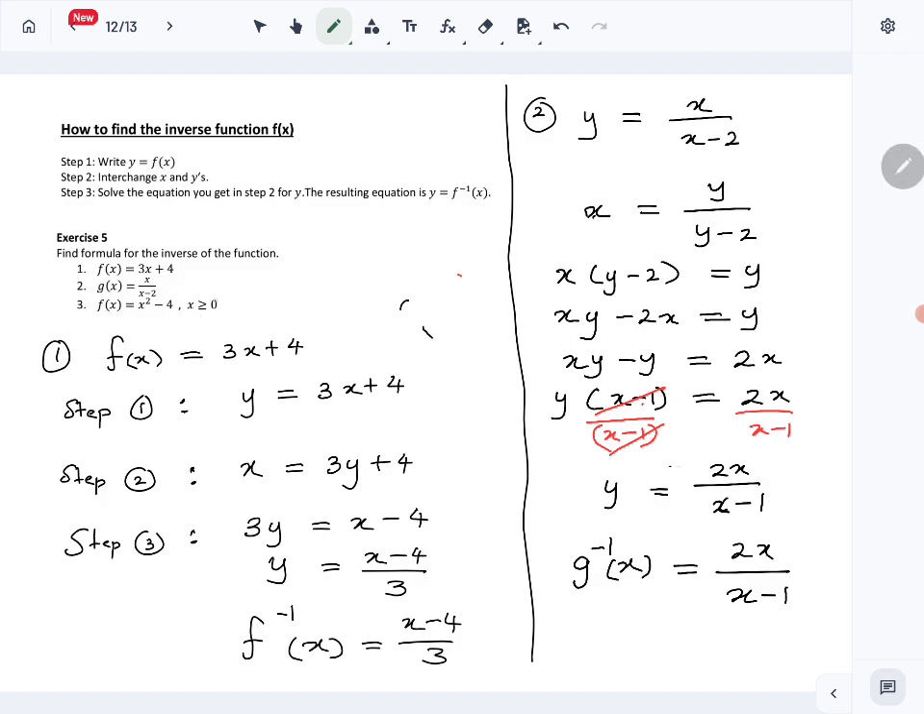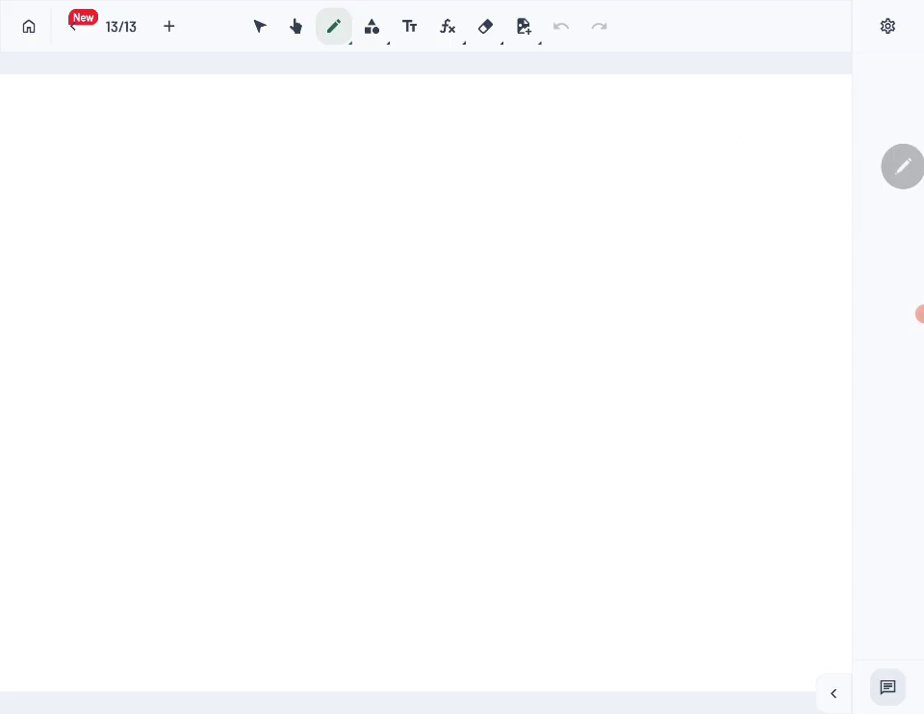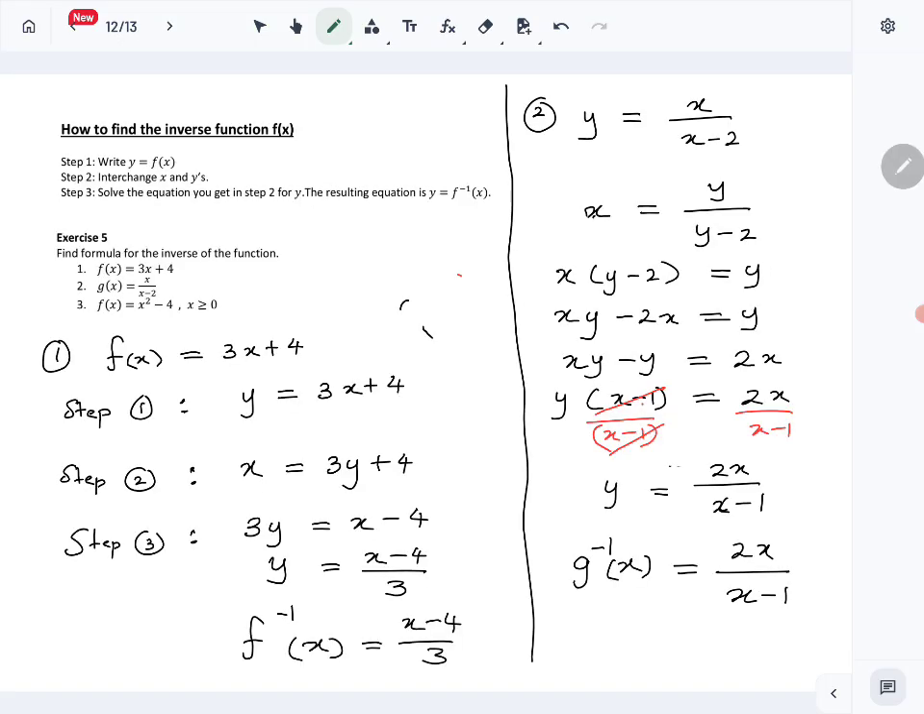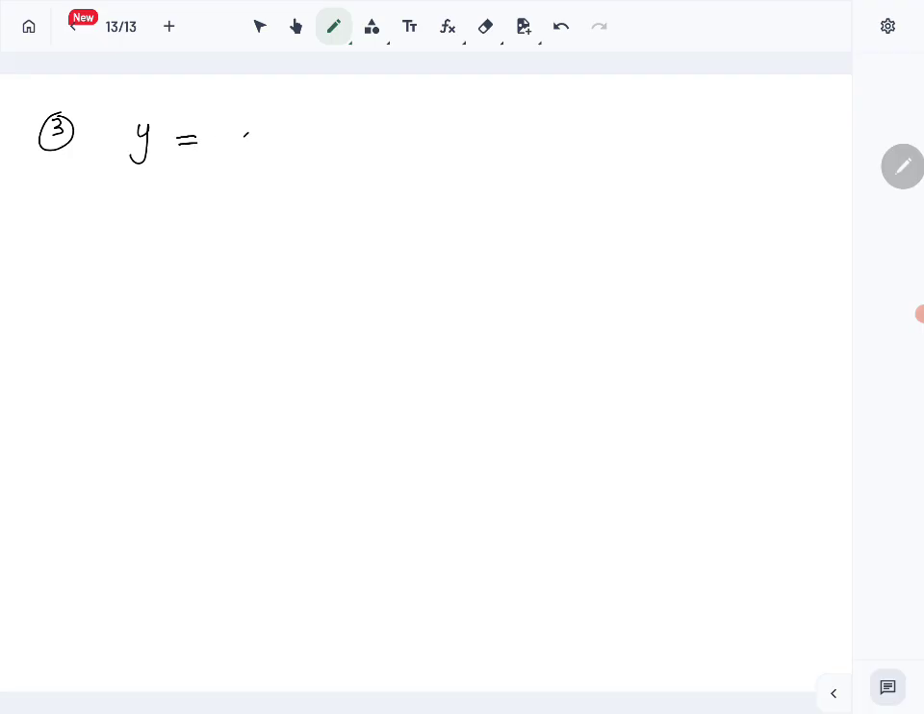Okay, now let's do the final one. So y equals what? x squared minus 4. First step, equal the function to y. Second step is what? Interchange the variables. Any y I am going to replace with x. Any x I am going to replace with y. Right. Then step 2 is done. Last step is solve for y. This equation, solve for y.